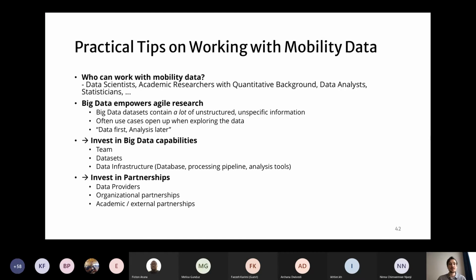So I would recommend to invest in big data capabilities. Invest in a team, invest in data sets, establishing partnerships and getting these data sets, and also in some data infrastructure, just for storing these databases. And the more you have, the more connections you have between these data sets that you can use and that synergize. And also invest in partnerships with data providers, but also within your organization, and with academics and external researchers, which can be very, very fruitful.